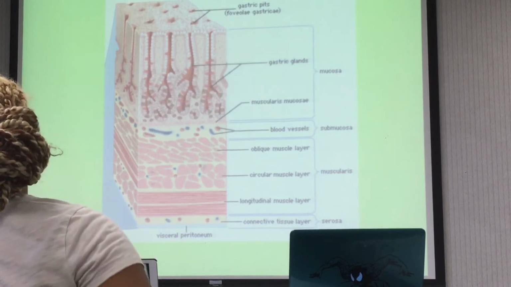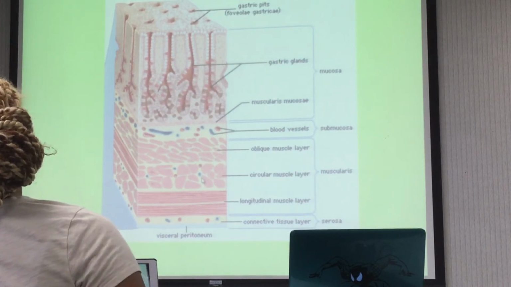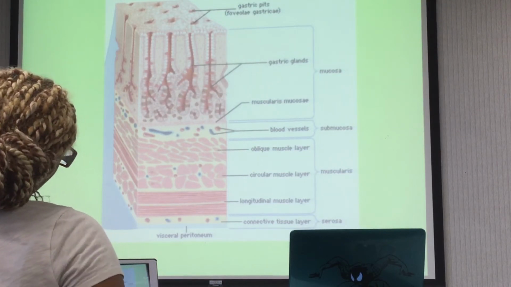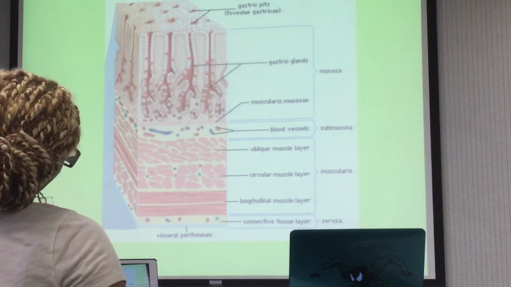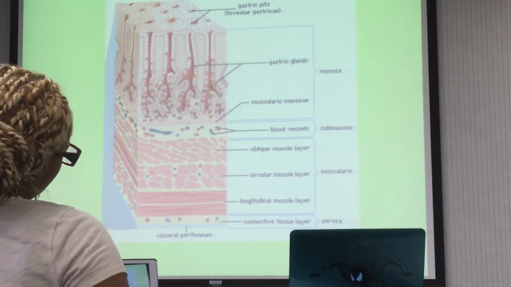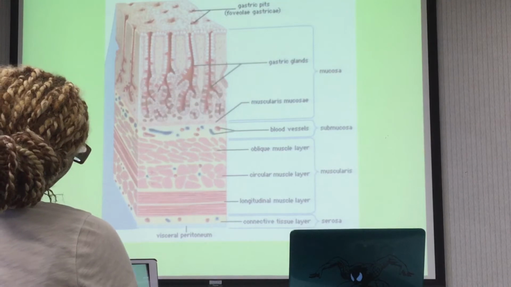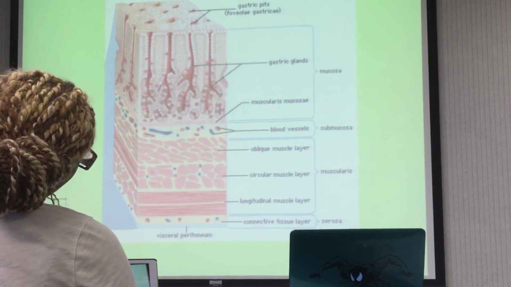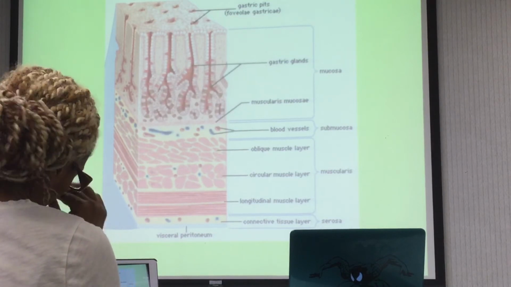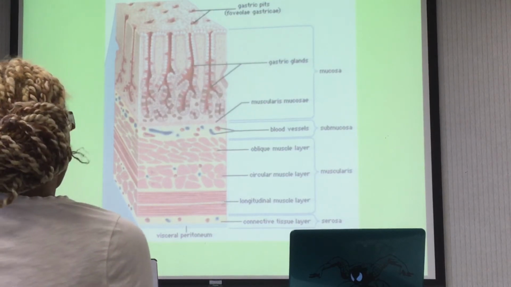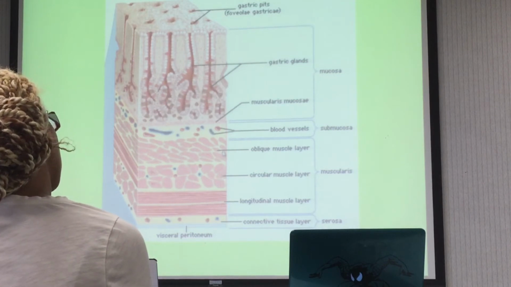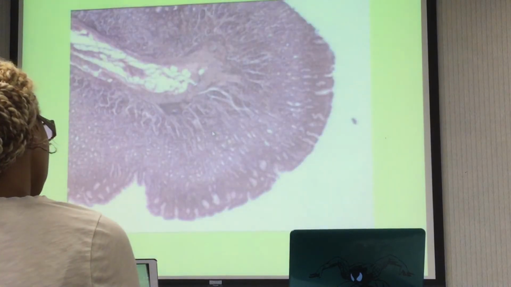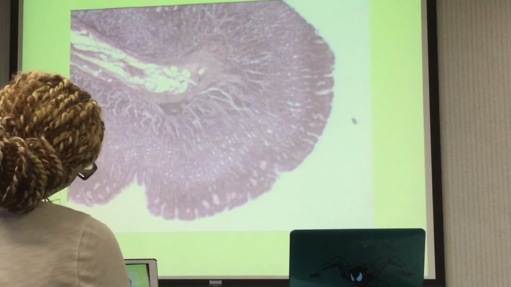Also, the stomach is specific because the muscularis externa is made of how many layers? 3 layers. So what are the layers? You have longitudinal, circular, and oblique. Oblique is the inner layer. From outside to inside: longitudinal, circular, and oblique. And you have some mucosa here.